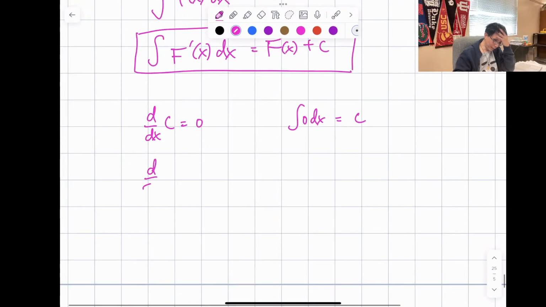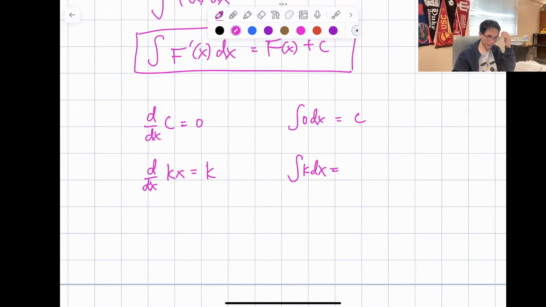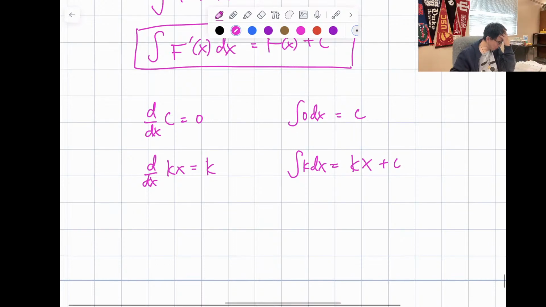Okay, so let's say I have d/dx of kx, it's going to be what? If I take a derivative of kx, what's it going to be? Okay. What's the integration of k dx? What is it? No, kx. Let's see. Like the integration of 2, that's going to be 2x, right? Because the slope is 2, that means the function has to be 2x. It's just a slope.